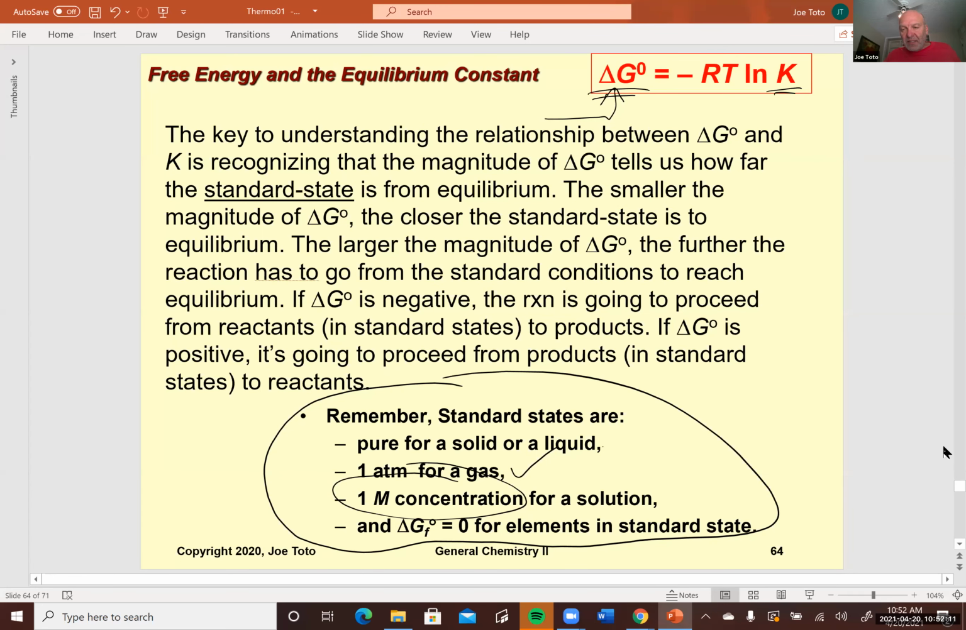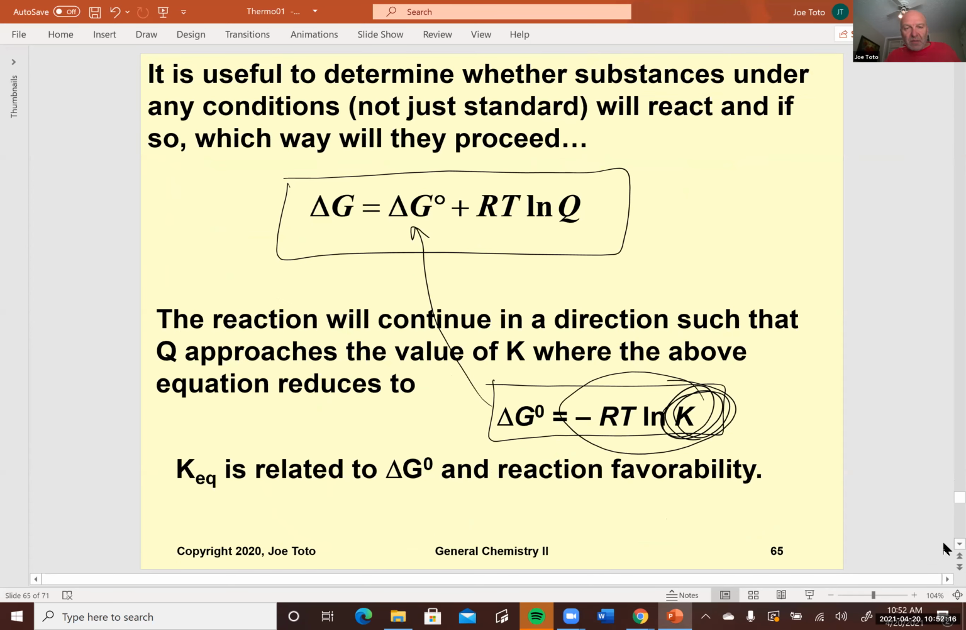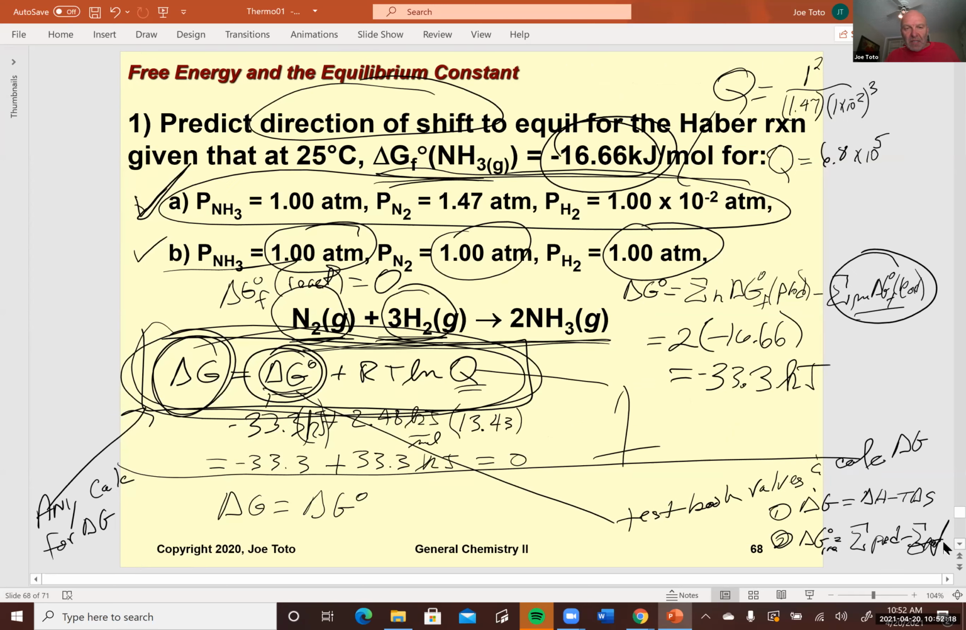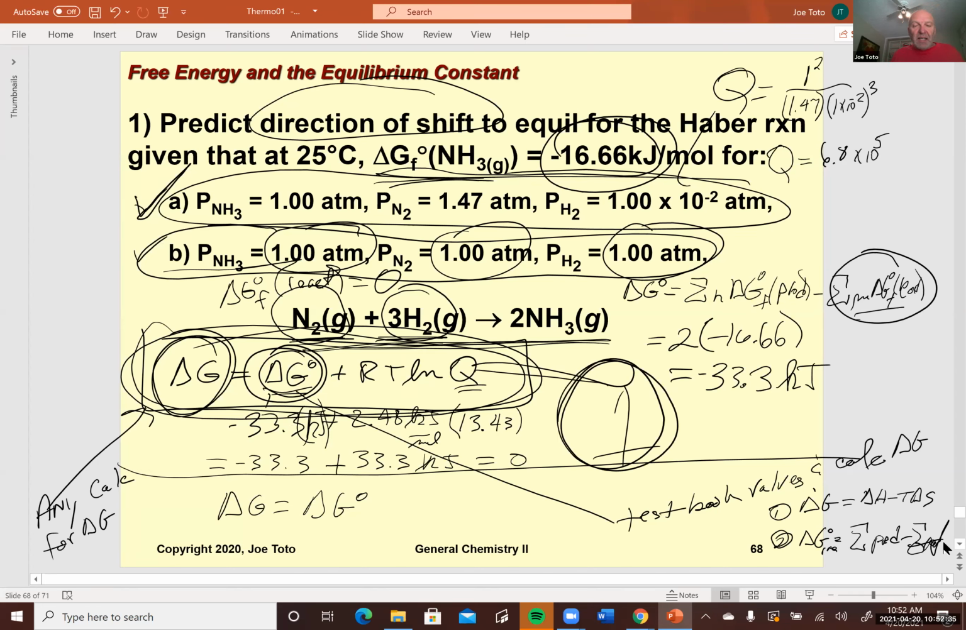So if we go back to that problem of A and B, there we go. Then we see that B is the standard states for this reaction, where the gases are all 1 atmosphere. So Q is 1, and this term drops out. And so it's not surprising that we get delta G 0, that's standard state, equals that delta G that we're trying to calculate. It's a standard delta G.